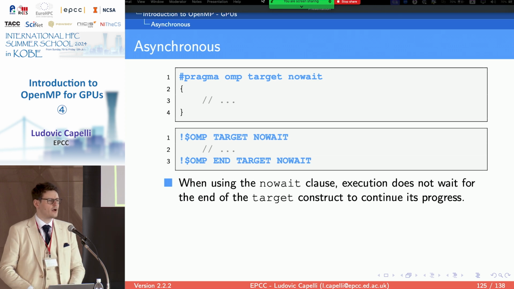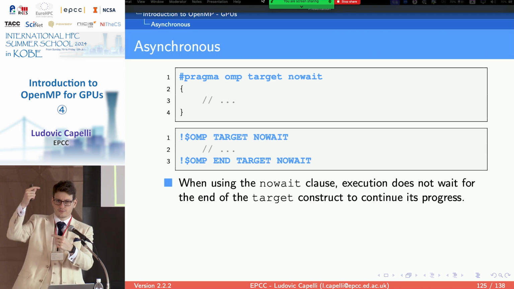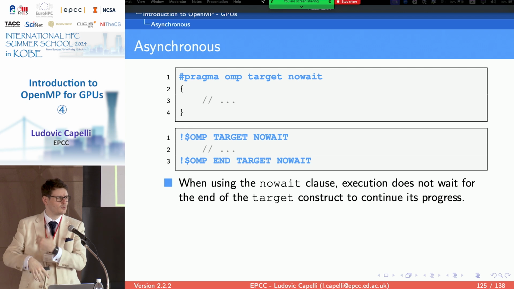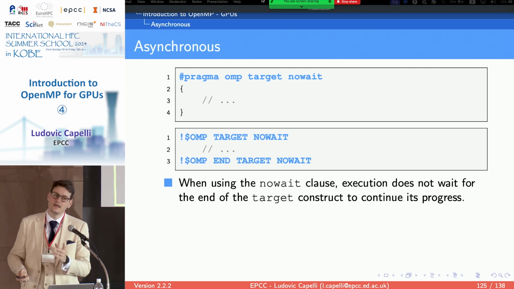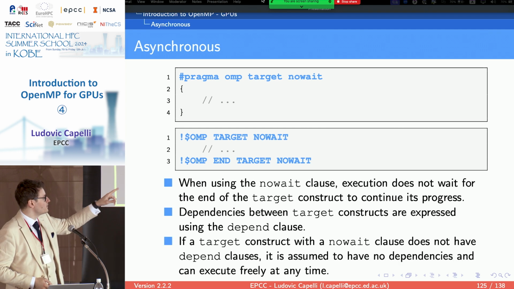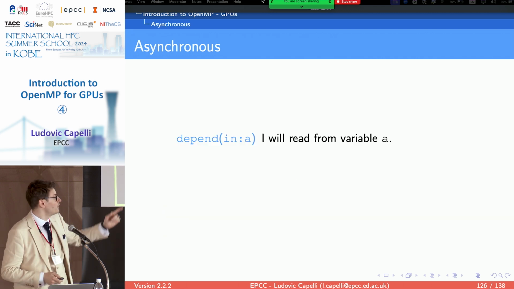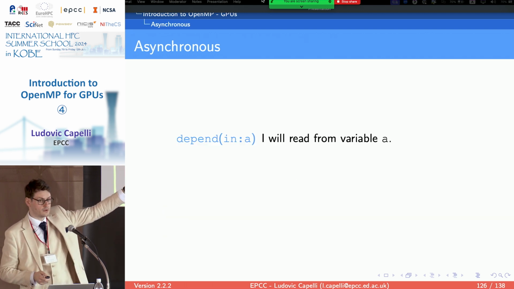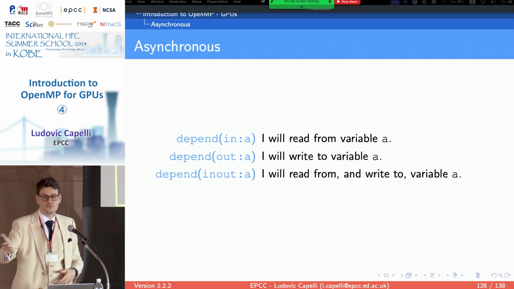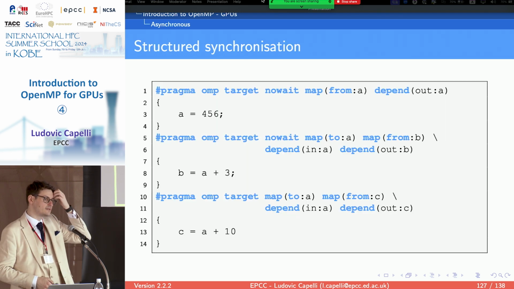Now you may say, but how does it work then if I have multiple targets? Because that target may require the previous target to have updated something. So if I start multiple of them at the same time, it's all going to overlap and it's going to be problematic. If you have dependencies, you can express them with a depend clause. And it's very simple. You express whether you just read from a variable, or write to it, or do both. It's always the same thing: to, from, in, out. So this is an example here.